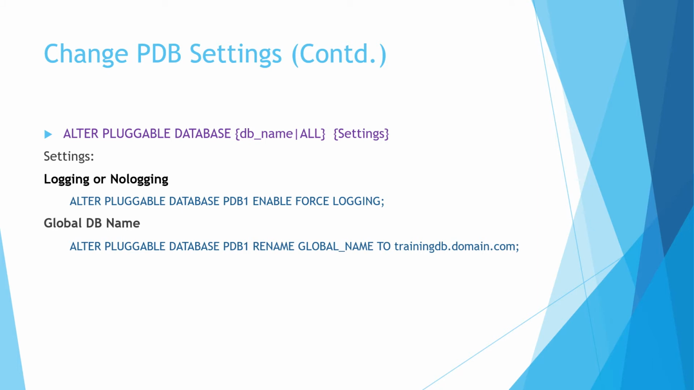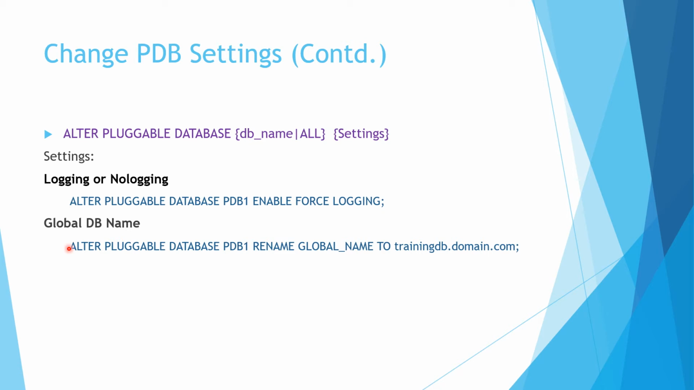The logging attribute, global database name, and various clone database settings and standby database settings can also be changed with the alter pluggable database statement. Let us consider the examples shown on the screen. The alter pluggable database PDB1 enable force logging statement will force the logging of all operations on the database. One can also specify logging or no logging at the tablespace level. However, the database setting overrides the tablespace setting when evaluating both the settings.